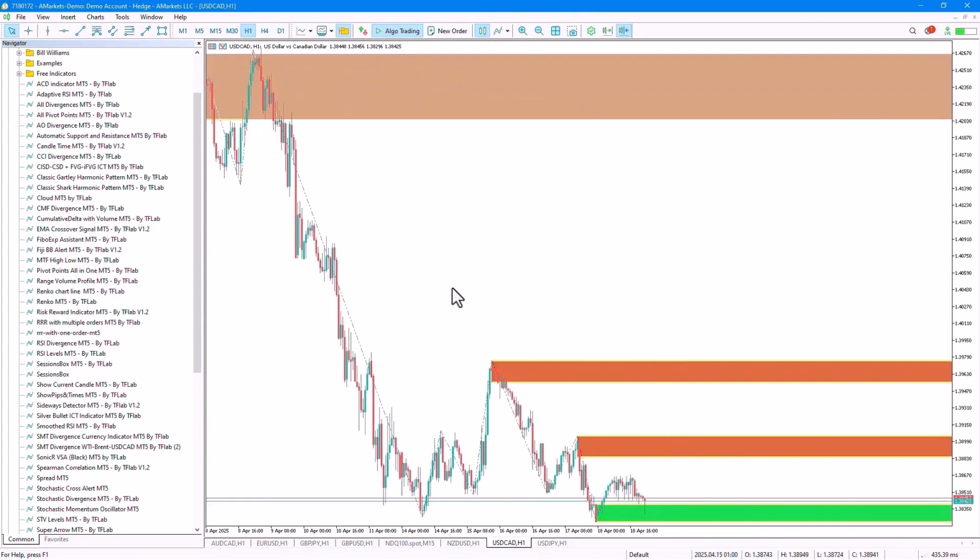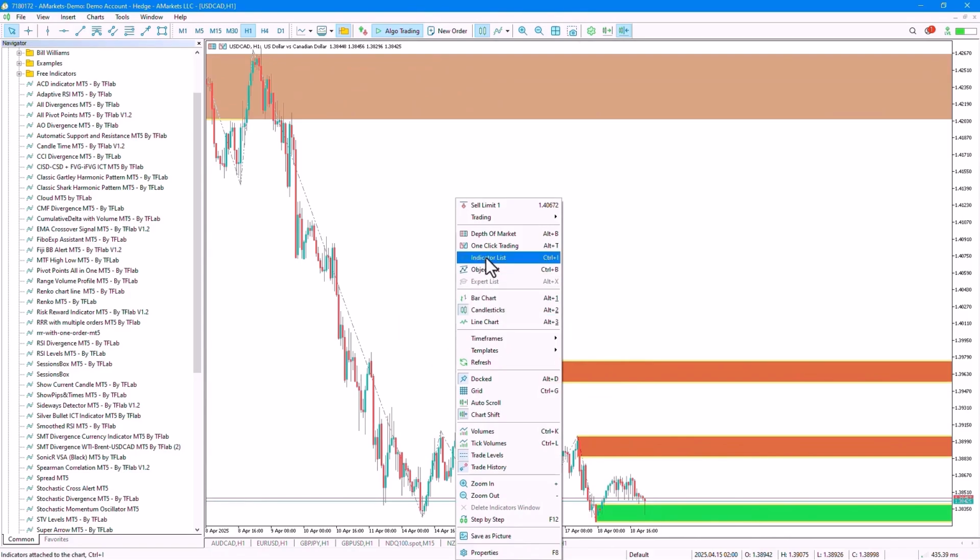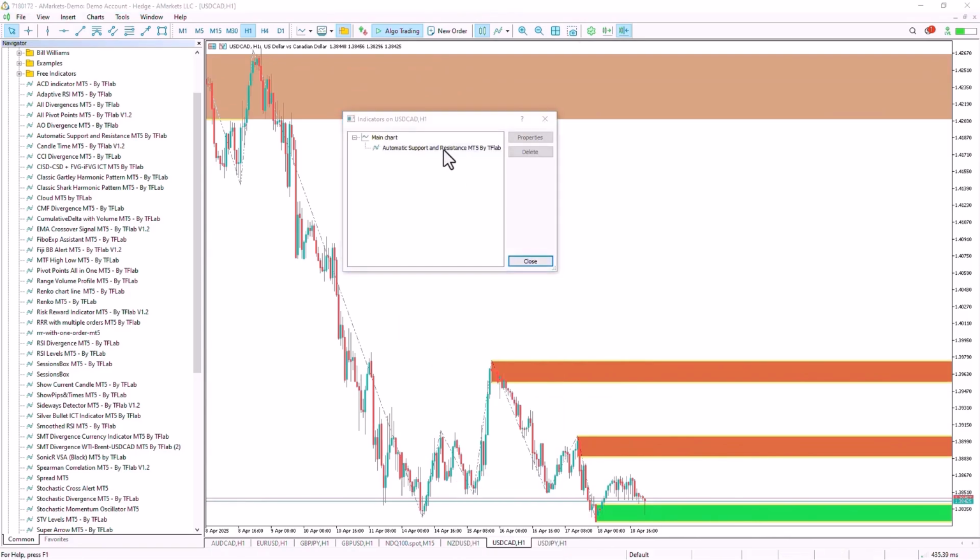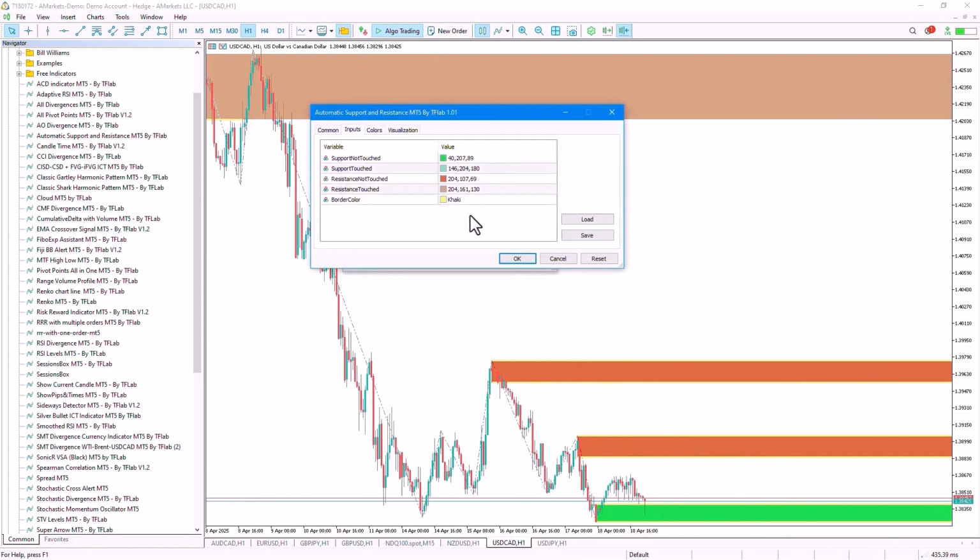In the settings section, under the input section, there are options available for us, where in the first part, we can change the color of the untouched support zones to a desired color. We can change the color of the touched support zones, the color of the untouched resistance zones, the color of the touched resistance zones, and finally, the border color to a desired color.